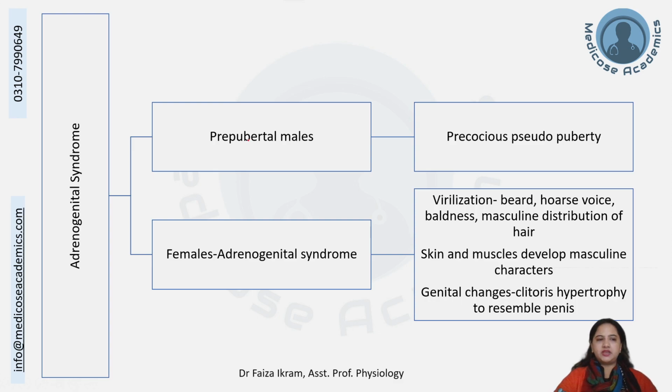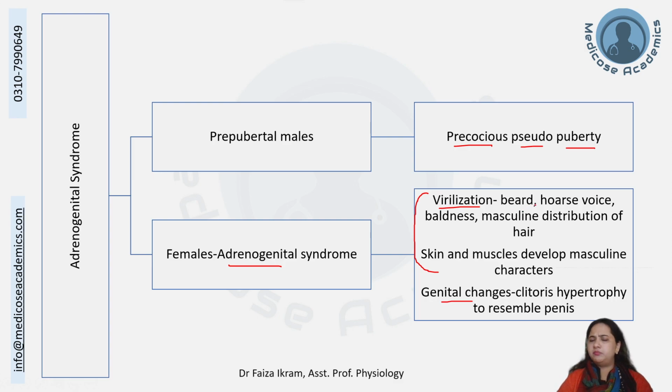But before puberty, if there are excessive androgens, that can lead to precocious pseudo puberty that you have seen in the reproductive physiology, early onset of puberty without gaining the actual spermatogenic and reproductive potential. Among females, again, if this is caused before puberty in the fetal life, early neonatal life, this adrenogenital syndrome might lead to genital changes, clitoral hypertrophy to resemble penis. And if it is after puberty, these things can happen.